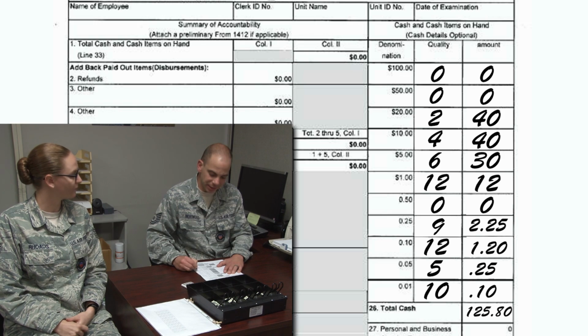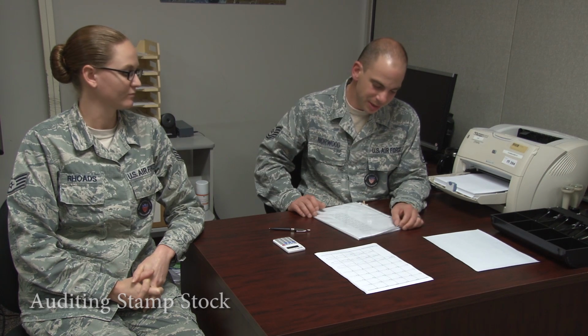Now Staff Sergeant Rhodes and I will demonstrate auditing the stamp portion of a stamp stock account. Now, I only have simulated stamps. I don't have the real thing. But in any case, it's going to be audited similarly, meaning you must take the stamps out of whatever you have them in, whether it be a page protector, whether it be some type of binder, an accordion file, anything to that effect. I pulled out the 1-cent stamps.